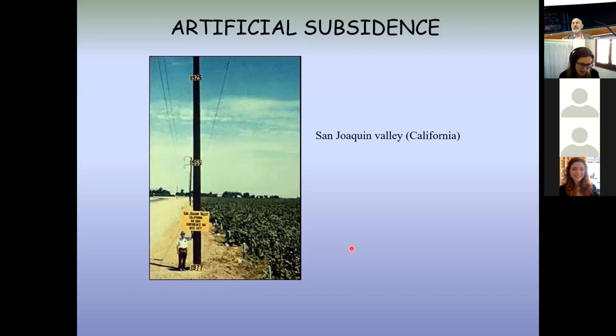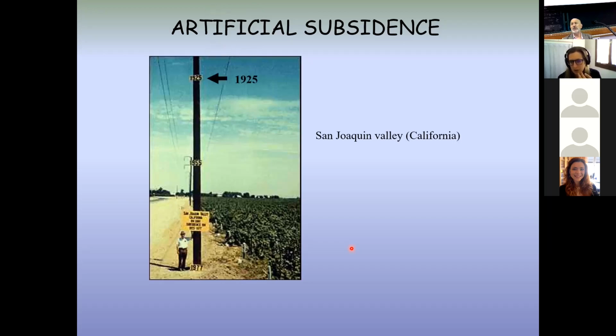In this picture, you see a very extreme example of artificial subsidence. Here we are in California, in an internal basin, the San Joaquin Valley, where they had a very strong development of irrigation for the orchards and agricultural crops produced there. All the water for the irrigation was pumped from groundwater because there was no surface water available. It is a semiarid climate, very arid in some places.